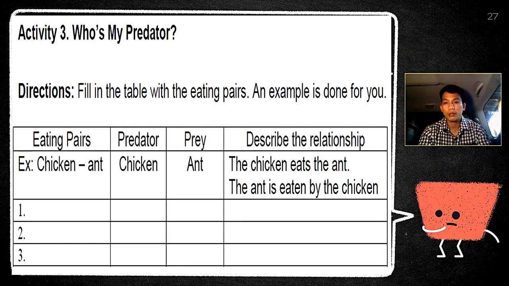So we are going to describe the relationship. The chicken eats the ant. The ant is eaten by the chicken. So the ant is being harmed and killed.